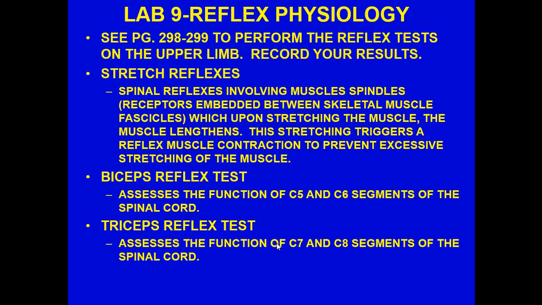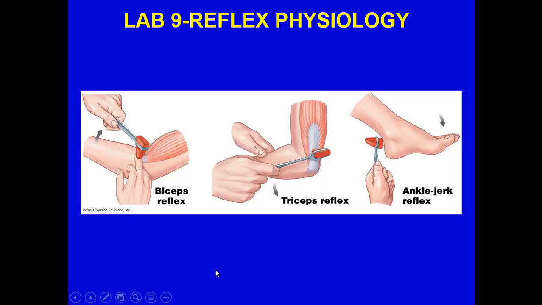Now, the biceps reflex test assesses the function of C5 and C6 segments of the spinal cord. The triceps reflex test assesses the function of C7 and C8 segments of the spinal cord. And you can see some of this.